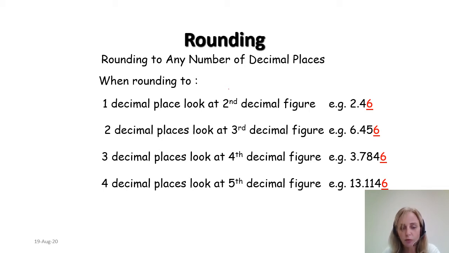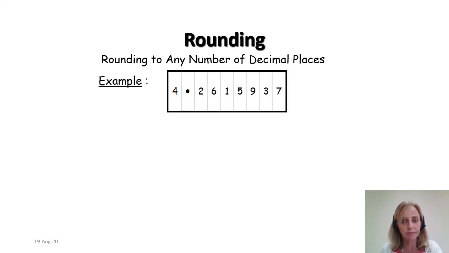And we could keep going and going. The rule is the same: 0, 1, 2, 3, and 4, we round down. 5, 6, 7, 8, and 9, we round up. Okay, so here's an example, a nice long decimal number, 4.2615937. Lots and lots of numbers after the decimal point here.